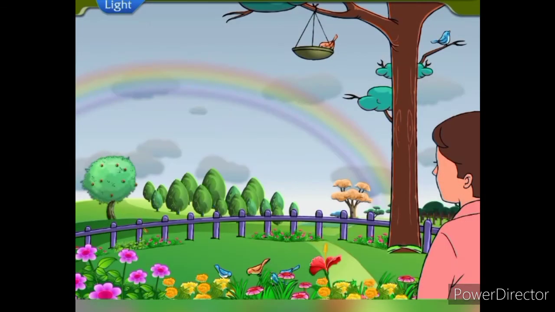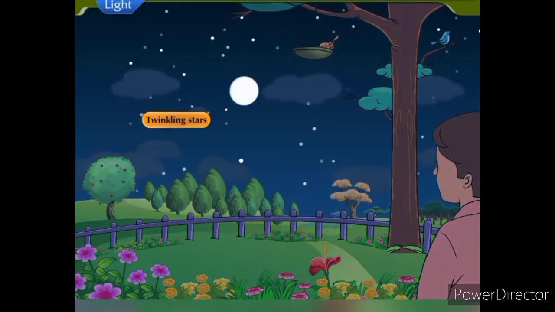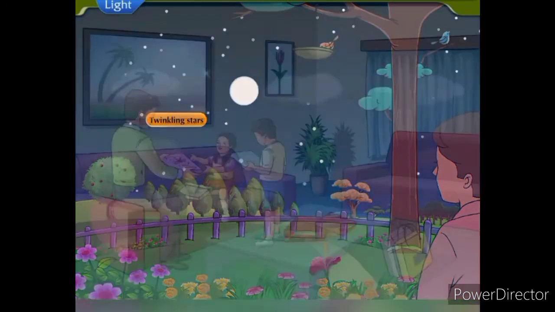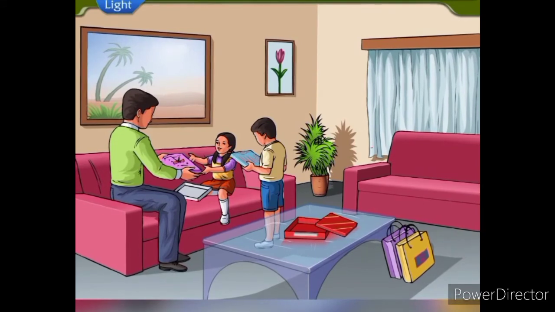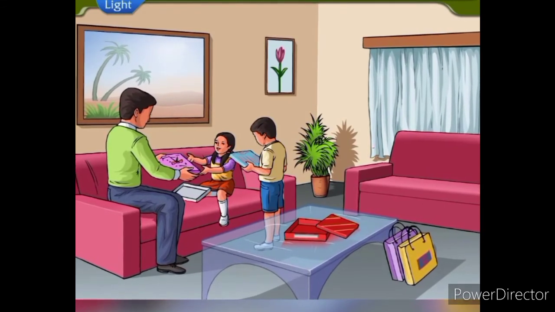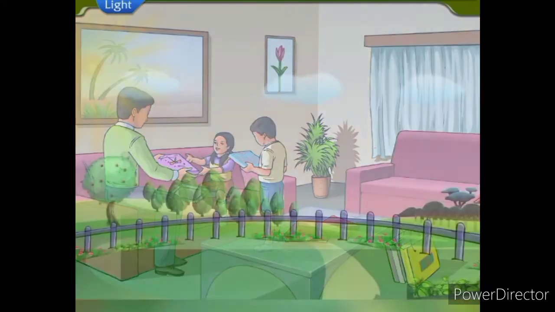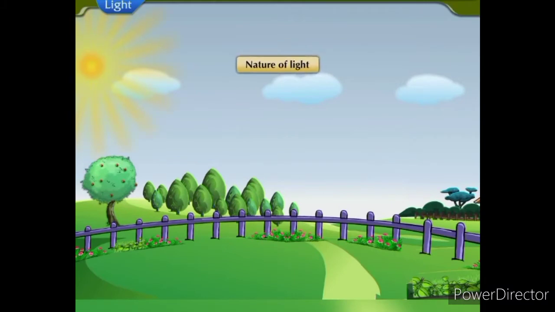It is because of the presence of light that we can see the world around us. We can see the colorful rainbows, green forests, blue sky, colorful flowers, twinkling stars and different objects in the surroundings in the presence of light. Let us understand the nature of light.